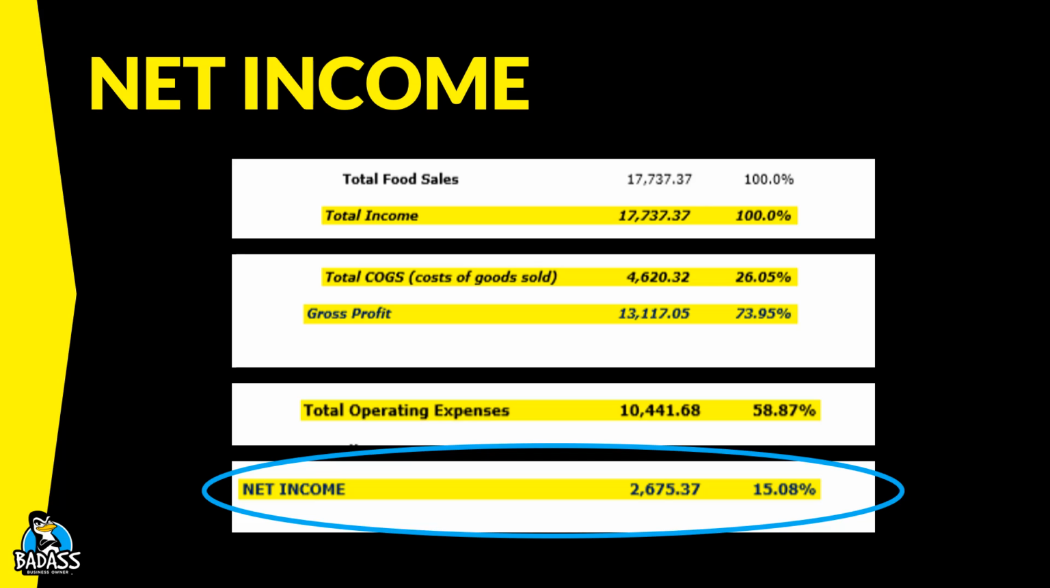$2,675. So you can see how I always say it's not about what you do in sales, it's about what you keep. So in this particular example, we did $17,000 in sales, but only got to keep $2,600 dollars out of all of that. And that's what you want to do for yours.